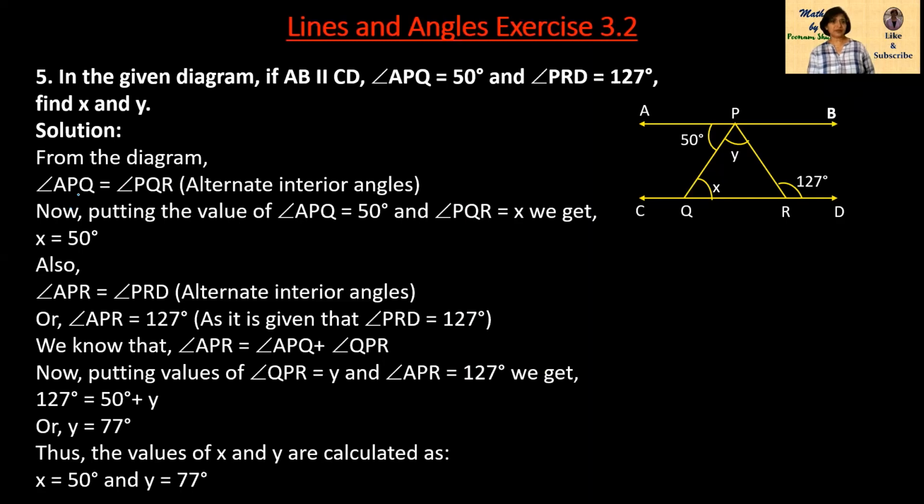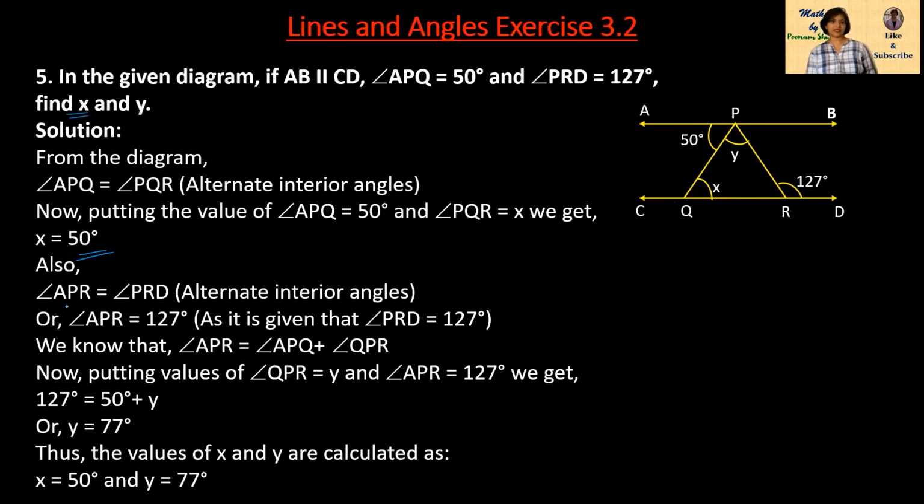From the diagram, APQ equals PQR because these are alternate interior angles. So APQ equals PQR means X. You will find out X. So X equals 50. We have done this, right?